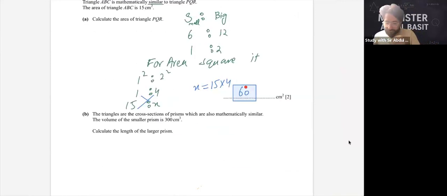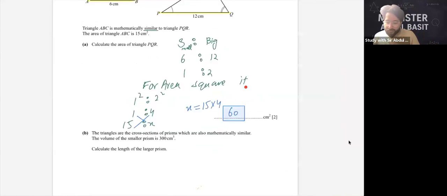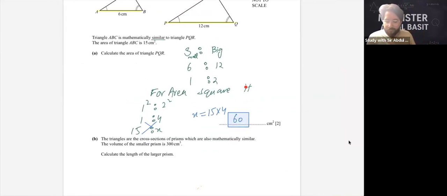The triangles are the cross section of the prism, which are also mathematically similar, and the volume of the prism is 300 cm³. So remember one thing, for the volume we take the cube. The volume of the prism is 300.